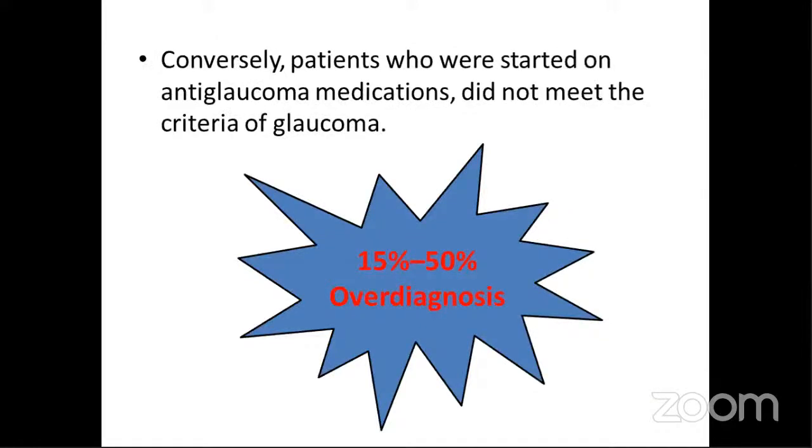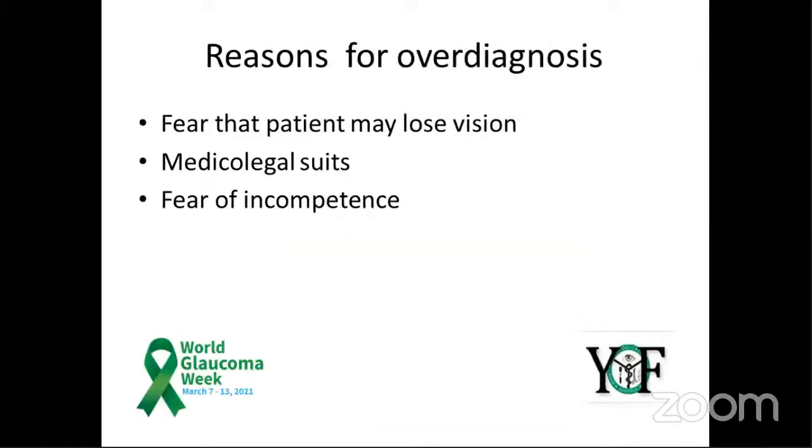And then, to play the devil's advocate, conversely, we also have patients who have been started on anti-glaucoma medications but did not meet the criteria of glaucoma. And we know labeling somebody as having glaucoma means a lifelong disease, so we have to be careful. The reasons for overdiagnosis include fear that the patient may lose vision, because if I'm not too sure, I would like to err on the side of caution.